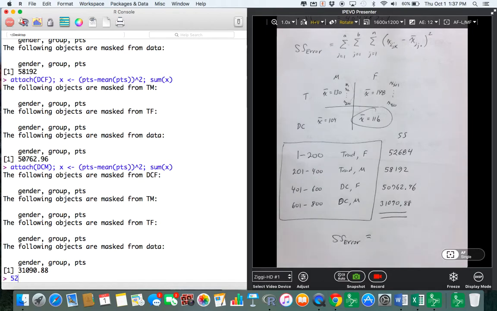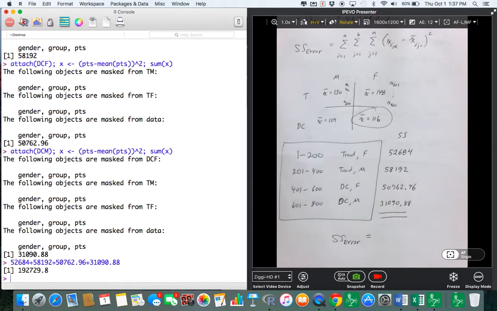So 52,684 plus 58,192 plus 50,762.96 and 31,090.88. All right, gang, so we get a sum of squares error of 192,729.80. All right.